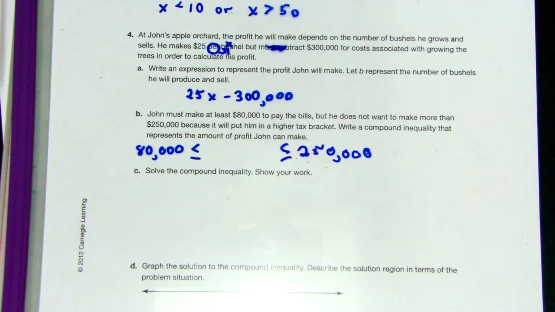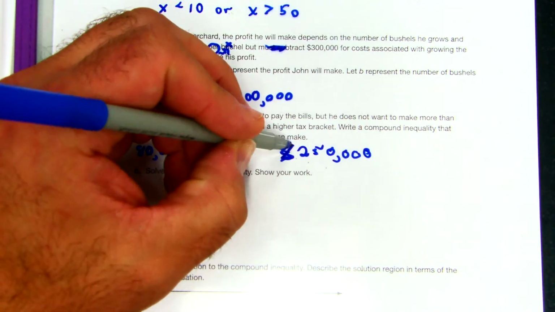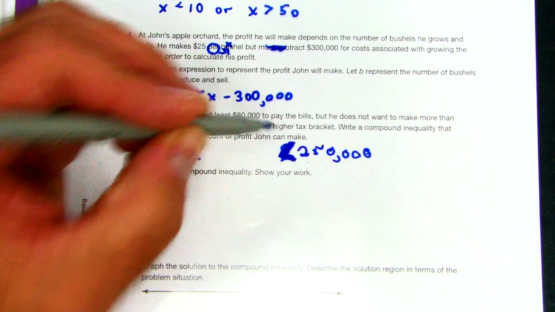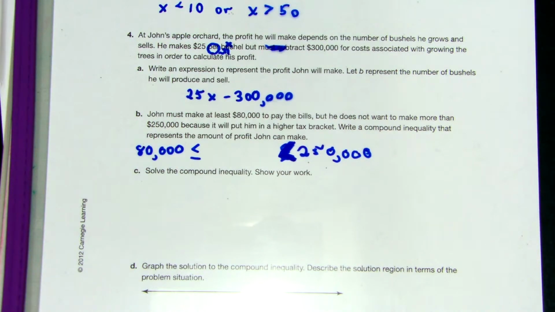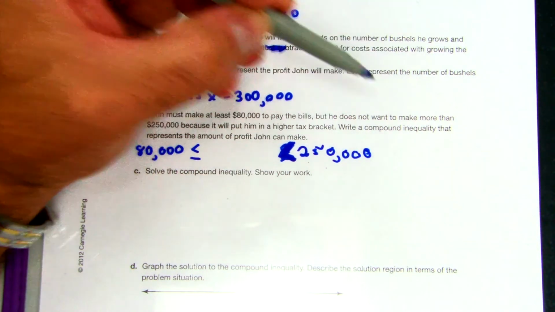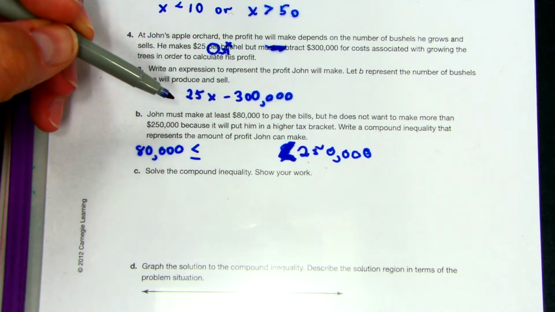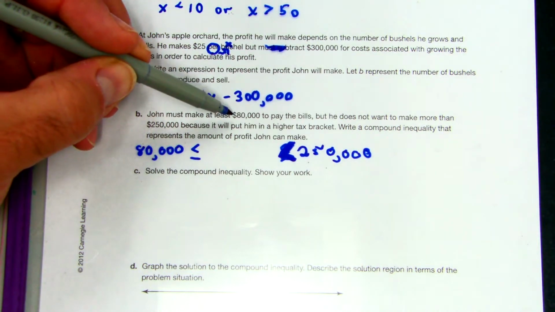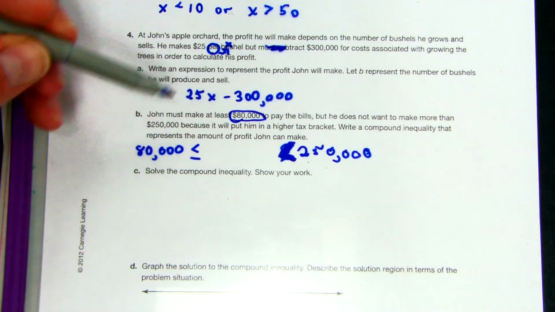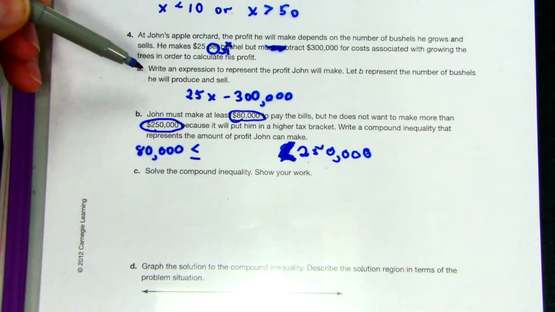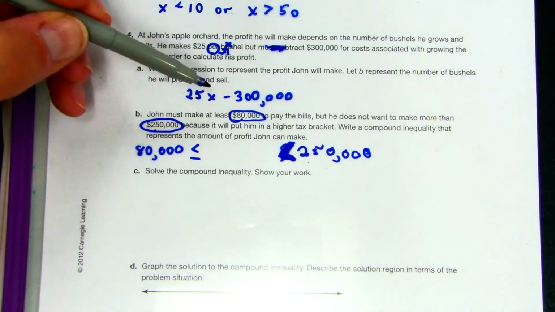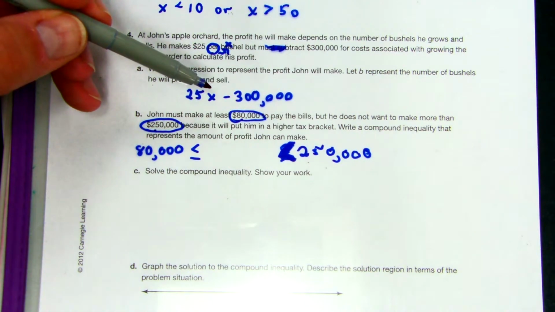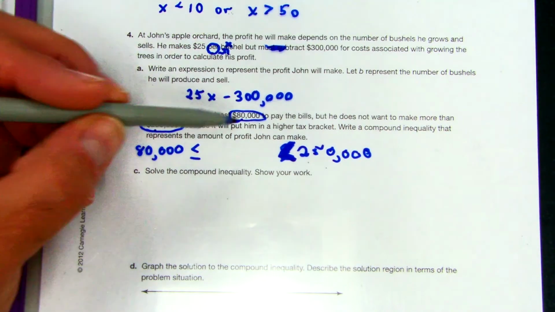And he doesn't want to make more than, so that means he has to make less than, not less than or equal to. It doesn't say if he makes 250 or more. So is this an OR problem again? Because he doesn't want to make less than this, and he doesn't want to make more than this. Is there a number that he can be less than and greater than? Hopefully you understand this is an AND problem.